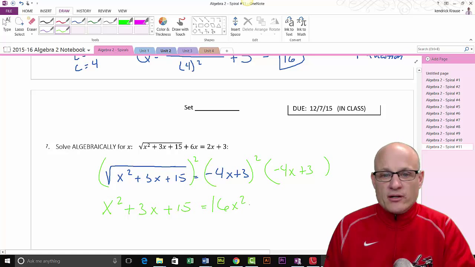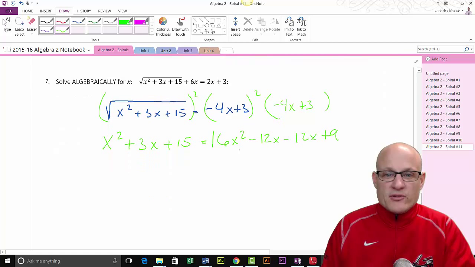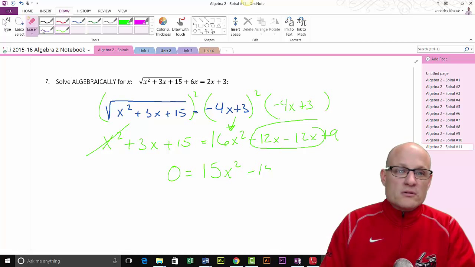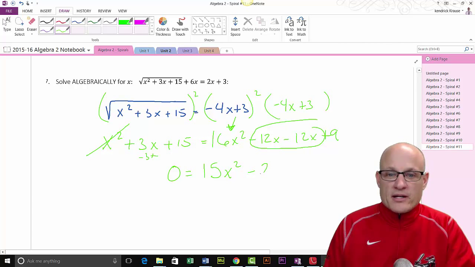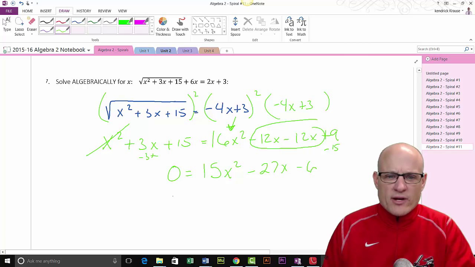So we get 16x squared minus 12x plus 9. Now, this is my highest square term, and it's positive, so we're going to leave everything there and move everything to that side. So 0 is equal to 15x squared, because we subtract this one and bring it over, minus 24. Oh, wait, this is minus 24. And I bring this 3x over, so that's minus 27x. And I subtract this 15 and get minus 6.